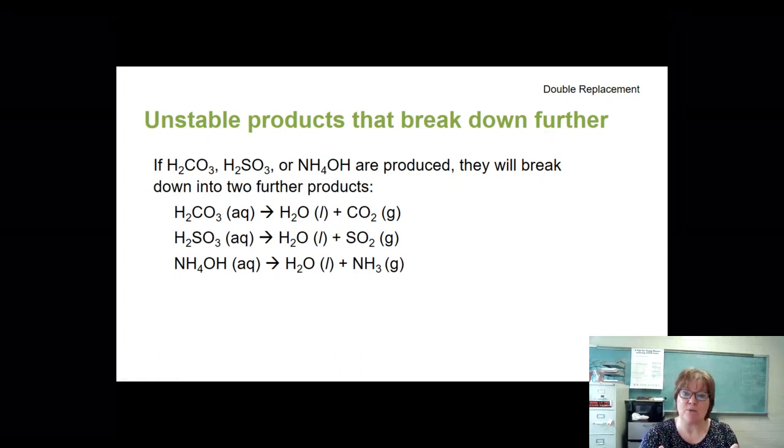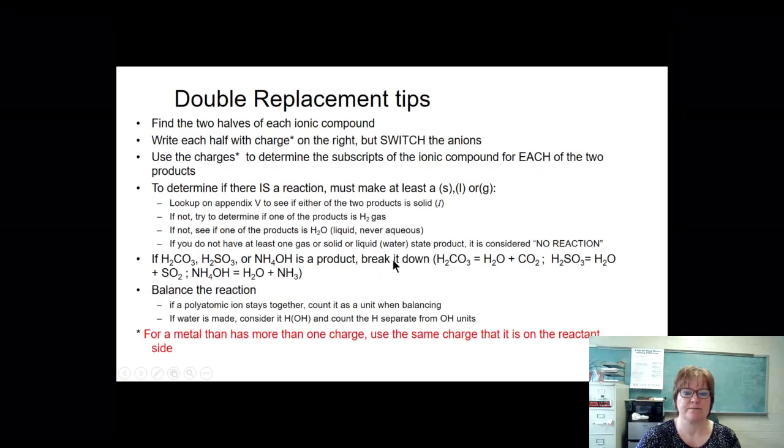That we make them as a product, we can recognize in the double replacement that this is what gets made, but then they go on to react further. These would be what you'd put in your final formula as the products.